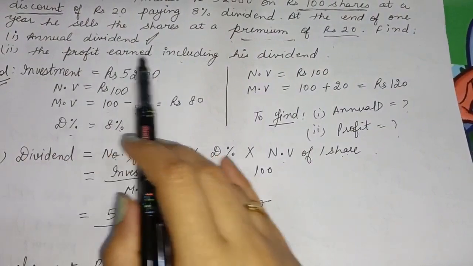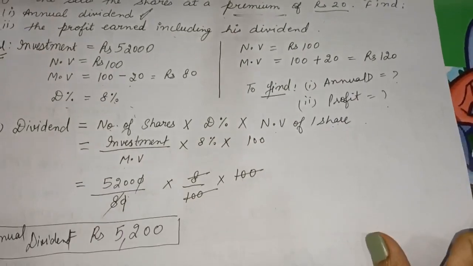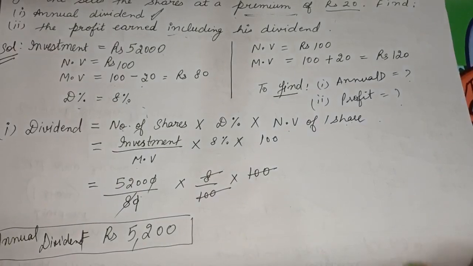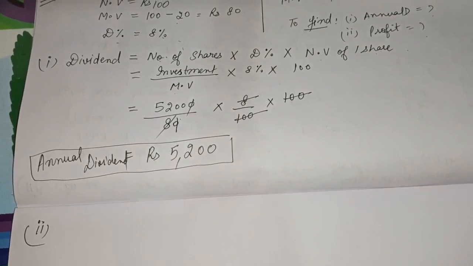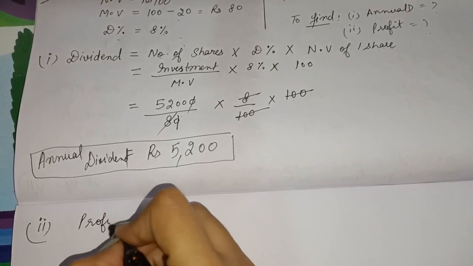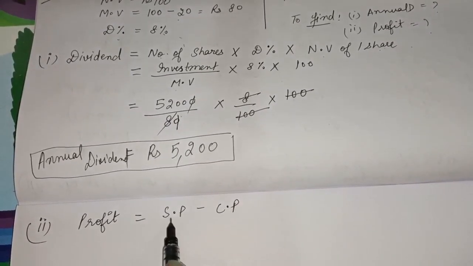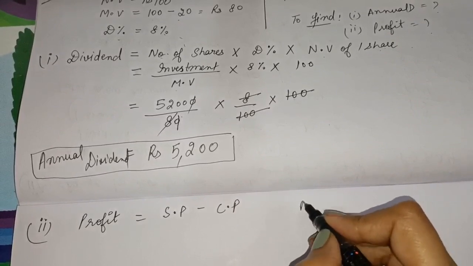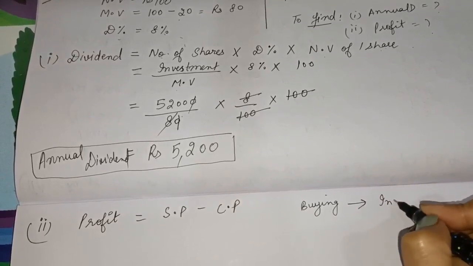Now we have to find the profit earned including his dividend. Dividend we have already found. So whatever profit he has earned, we just have to add this dividend to it. Including means addition. So how to find profit? In lower classes, you have done this. Profit is equal to SP minus CP. SP is the selling price, CP is the cost price. CP, cost price, means buying price. So buying price here is our investment.